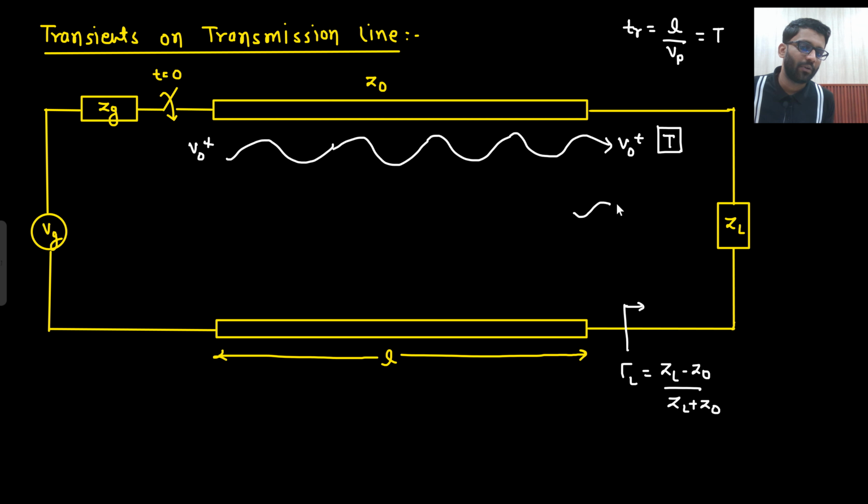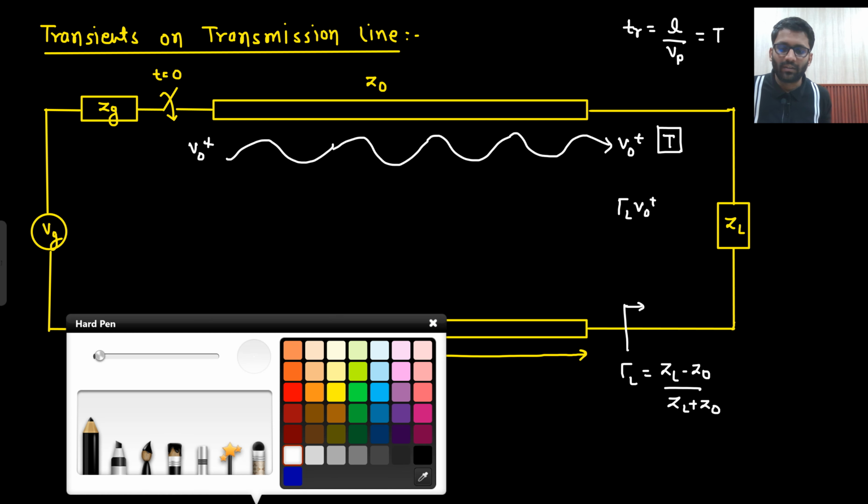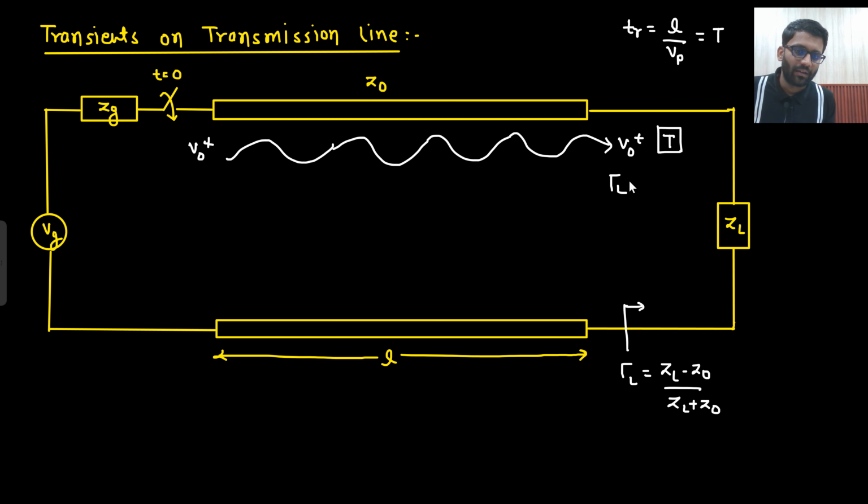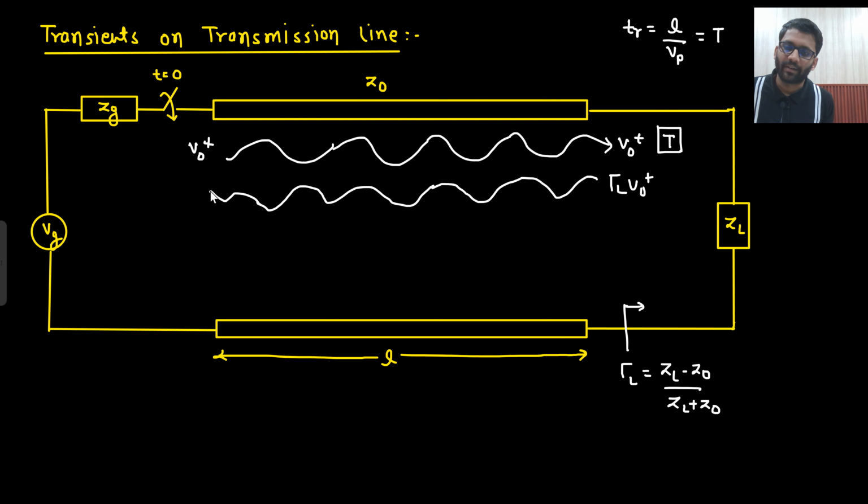And what will be the amplitude of this reflected wave? Gamma L V naught plus, right? V naught plus was coming, it will be reflected back by the load. So now it will go back in this manner. So gamma L V naught plus. Now it will start traveling back in this manner.